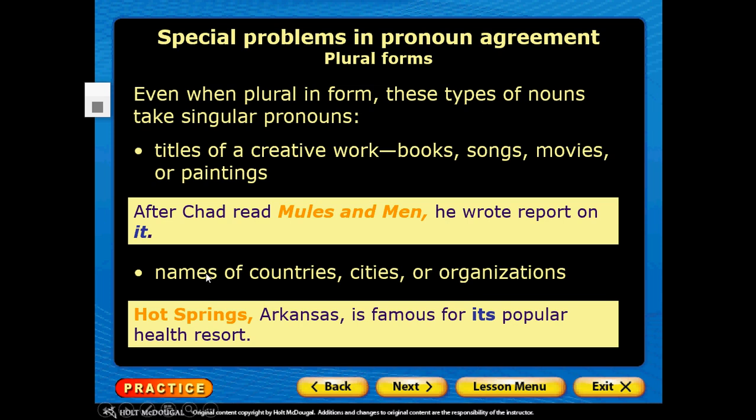Or we can say that names of countries, cities, or organizations. So Hot Springs, Arkansas. It's the name of a place, a place in the state of Arkansas. Is famous for its popular health resort.